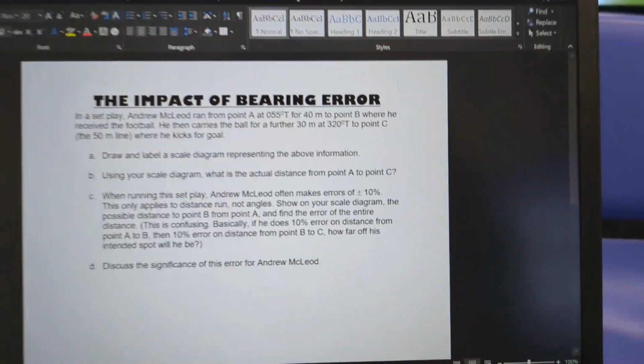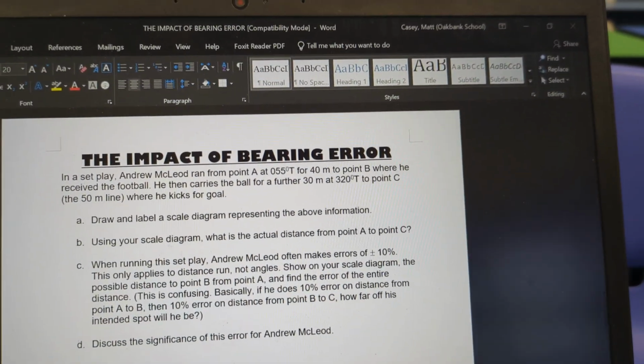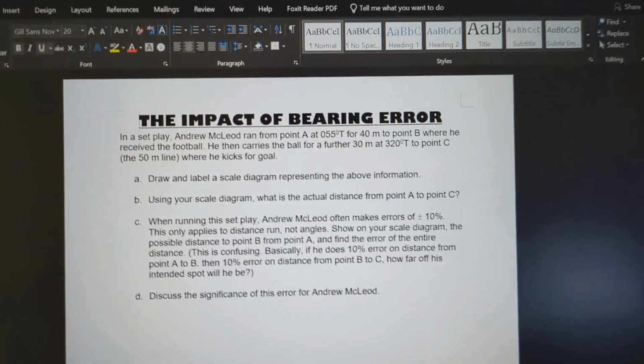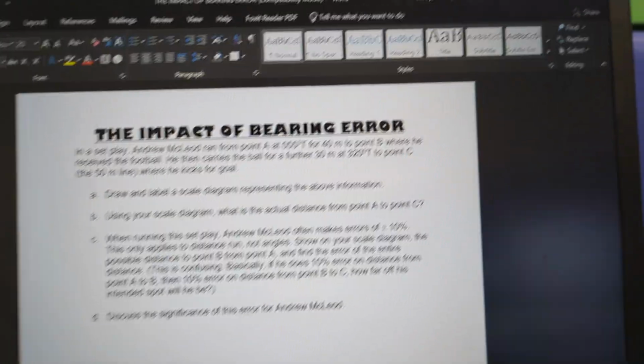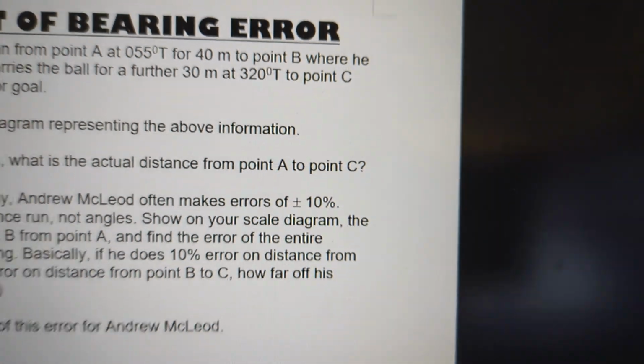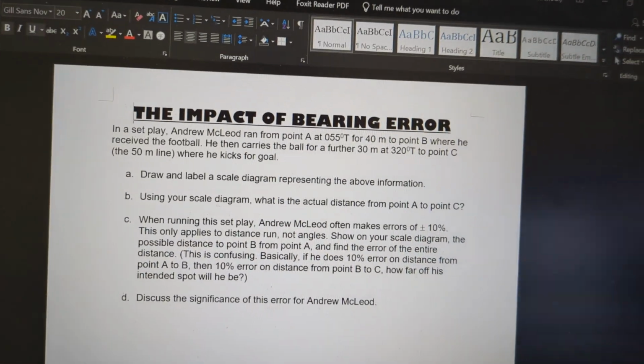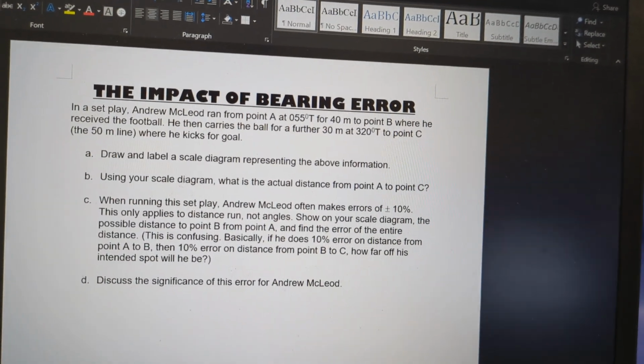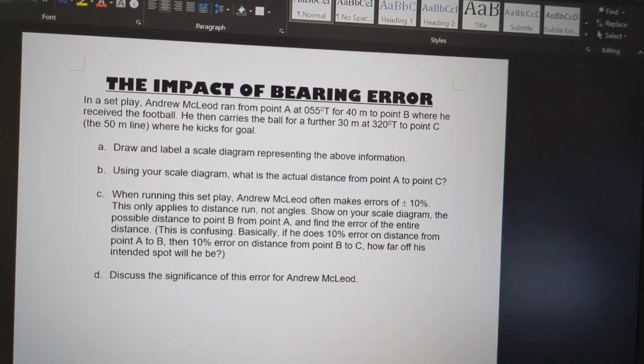All right, here's part 2, and we're going to do question C. So when running this set play, Andrew McLeod often makes errors of plus or minus 10%. That's what that means, like plus 10%, but also could be minus 10%, or anywhere in between. This only applies to distance run, not angles. So we don't even have to worry about angles, which is good.